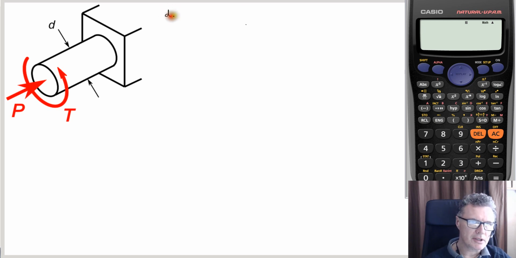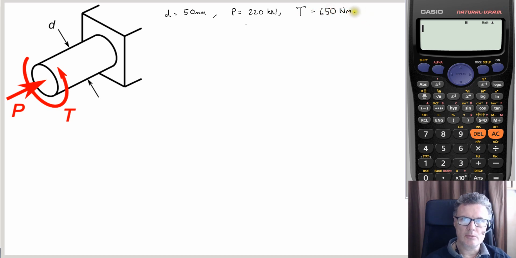So let's start off with my numbers. I will have D, set that to be 50 millimeters. Set the force being pushed in at 220 kilonewtons and the torque at 650 Newton meters, and we'll have a factor of safety as well of 2.